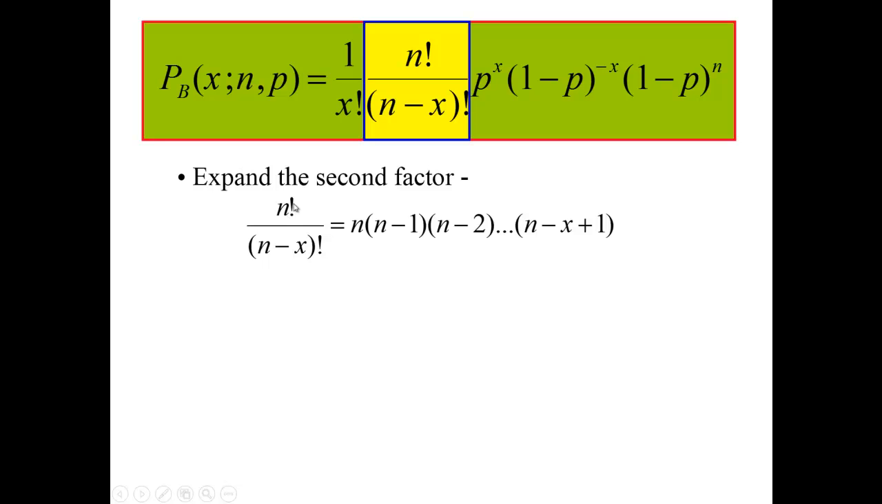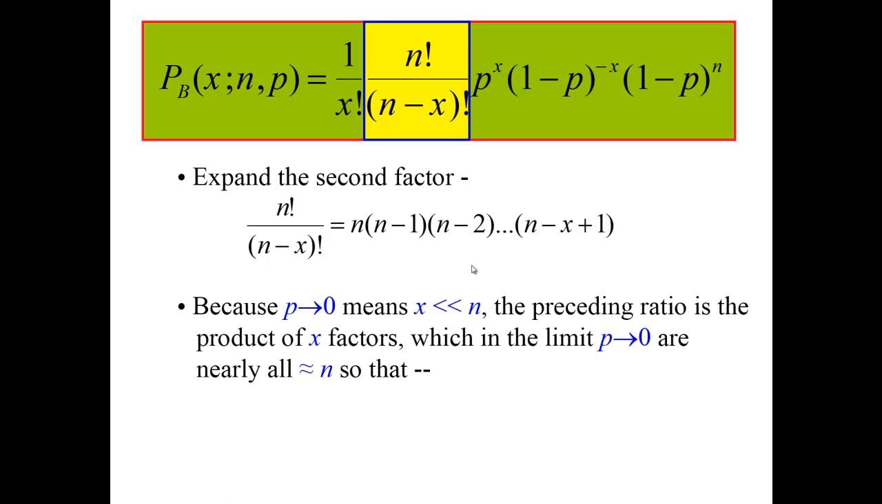numerator will give us n times n minus 1 times n minus 2 and so on. Eventually, when we get to n minus x, all of the terms n minus x and smaller will cancel out with what's in the denominator. So we'll simply be left with n times n minus 1 times n minus 2 all the way down to the term that's just one larger than this term in the denominator. Okay, so that's a rigorous result. We're not making any approximations yet.